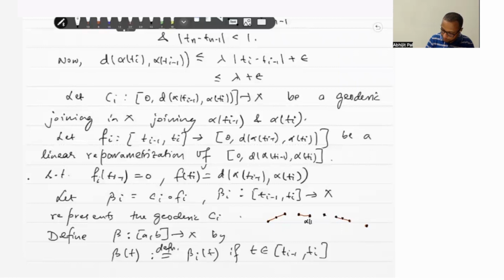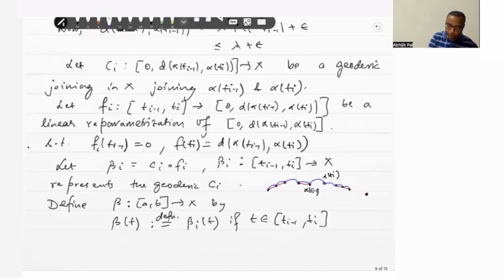So suppose this is my alpha of t_{i-1} and this is my alpha of t_i. Now what I have done is joined these two points by a geodesic. All these blue paths are geodesics. And now you take the concatenation of these beta_i to get the path beta. That will be a continuous path. So the claim is that this continuous path is again a quasi-geodesic and it lies in a k-neighborhood of this alpha, and this k depends only upon lambda and epsilon.